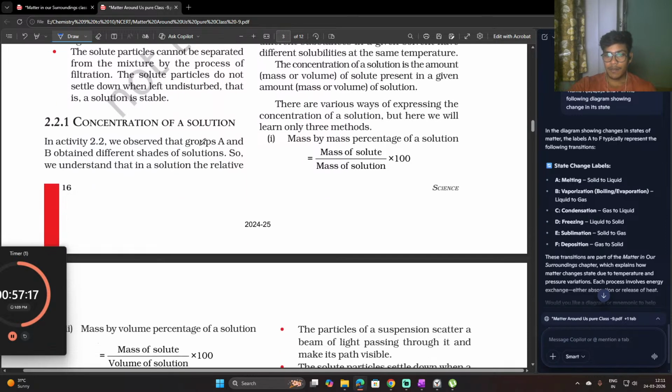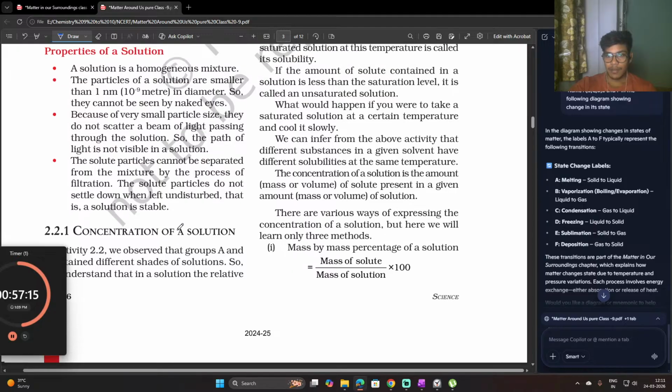So, concentration of a solution. Because of the very small particle size, about 10 to the power minus 9 meter in diameter, they cannot be seen by naked eyes. Because of this very small particle size, they do not scatter a beam of light. You got it? There is a topic in the chapter where you will learn about the Tyndall effect.